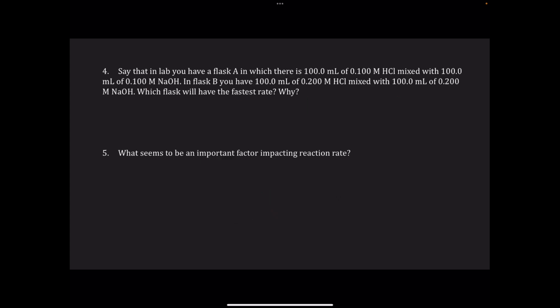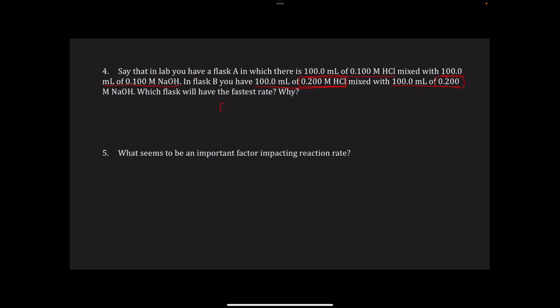Say that in lab you have flask A, in which there's 100 milliliters of 0.1 molar hydrochloric acid. And it is mixed with 100 milliliters of 0.1 molar sodium hydroxide. So that's A. We're mixing 100 milliliters of each solution. They're both the same concentration of 0.1 molar. Then in flask B, we've got 100 milliliters, but this time it's 0.2 molar. So we're doing the same reaction. We're asked which flask would have the fastest rate.